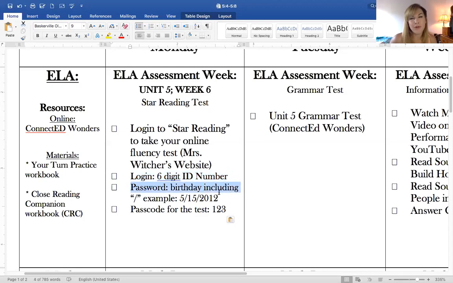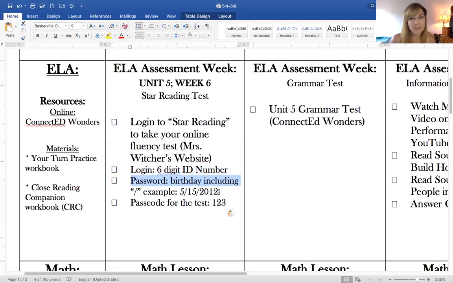However, the birthday has been kind of weird. Like I said, a lot of it's already saved on your computer, but when you're writing your birthday, you need to include these slashes, and there's no 0 in front of it if it's a single-digit number. So for example, if my birthday was May 15, 2012, I would put 5/15/2012. You do not put a 0 in front of 5, and you do need to include those slashes.